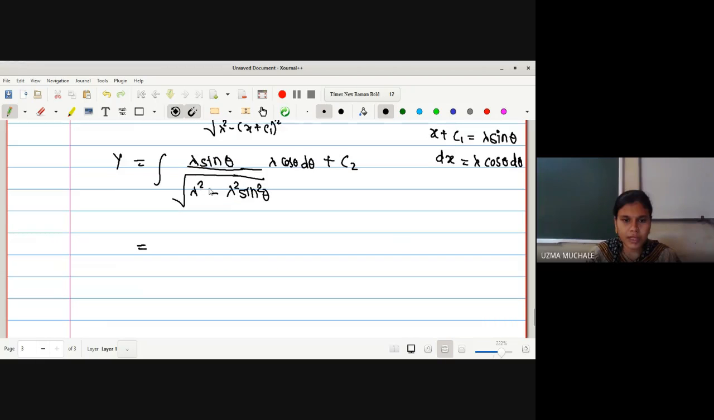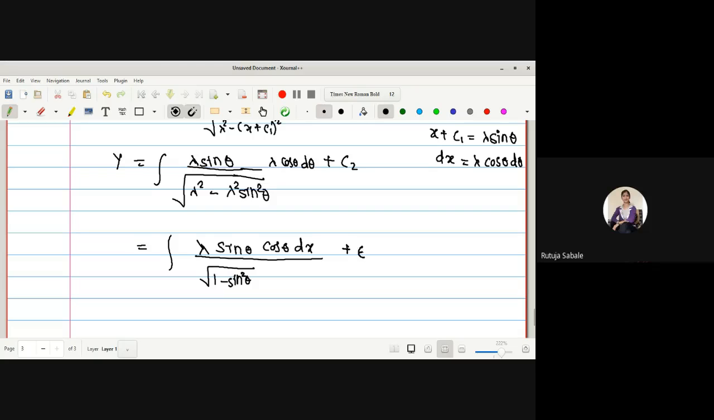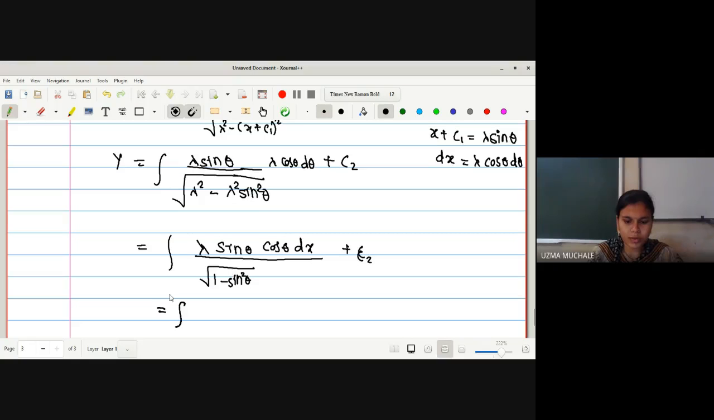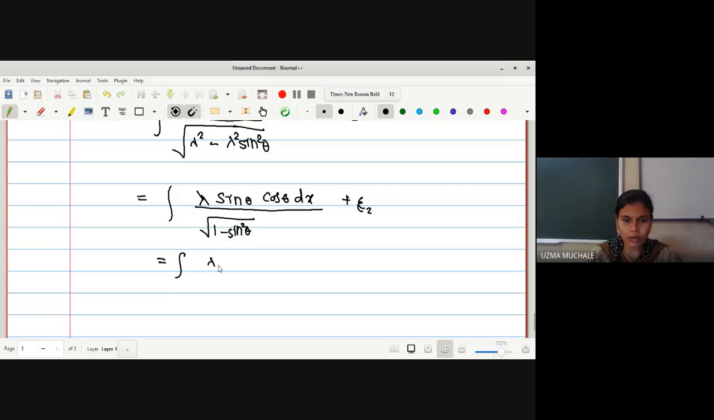which is equal to, if I take a lambda outside of integration, what will be the resultant term? Lambda square outside of a square root will be simply lambda, na? This lambda will get cancelled with the lambda outside. Okay, if you take a lambda square outside, it will be 1 minus sine square theta. What is the value of 1 minus sine square theta? Cos square theta, which is under the square root.